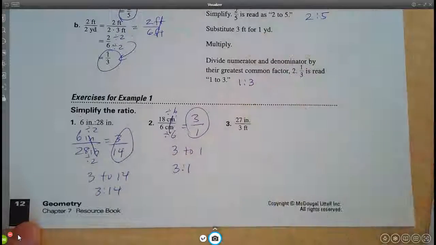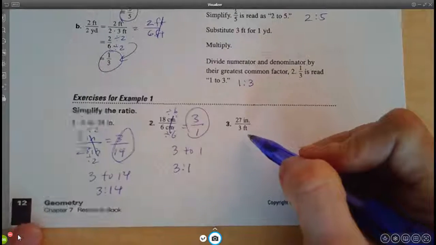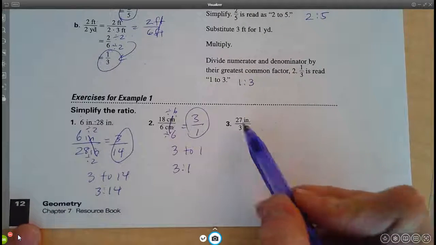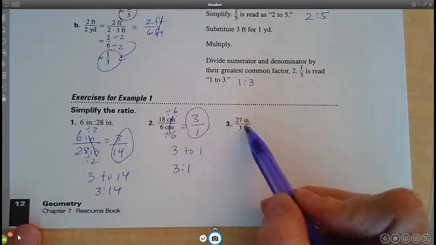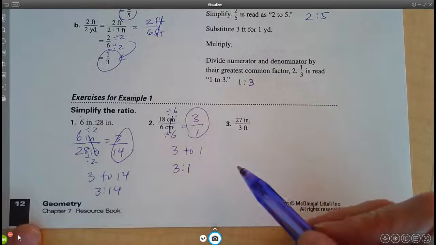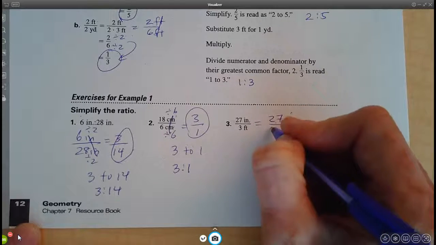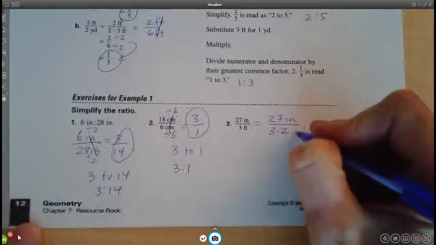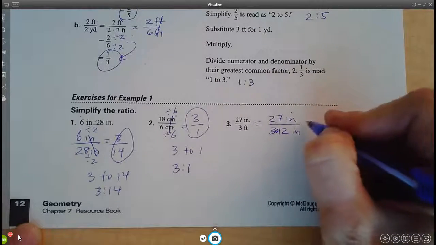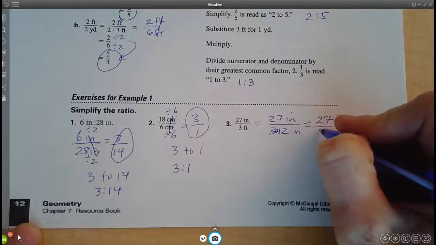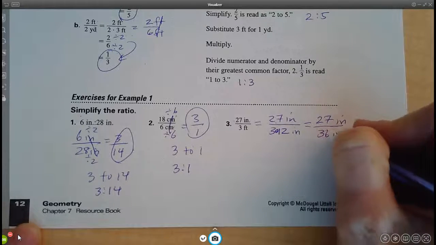This last one, the first thing I notice is the units are different. I have a choice. I could convert them both to feet, or I could convert them both to inches. That's really my choice. Here, I'm going to choose to convert them both into inches. If this happened to have been a multiple of 12, maybe I could have considered converting it to feet, but it's not. So I am going to convert to inches. So I get 27 inches to 36 inches.